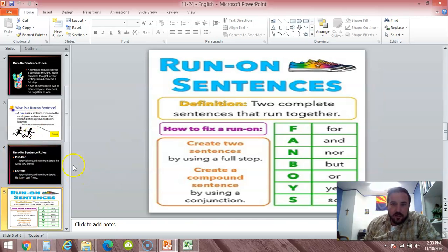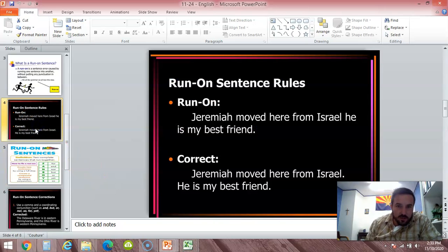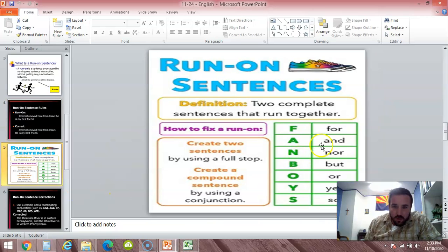Now, there are several ways to change run-on sentences. The one we're going to focus on is this. You could create two sentences by adding a period here and putting a new sentence, just like we had with Jeremiah and Israel. Or you could insert one of these, which is called a conjunction. For, and, nor, but, or, yet, so. Those are the most common.